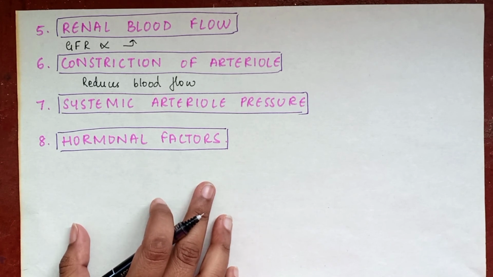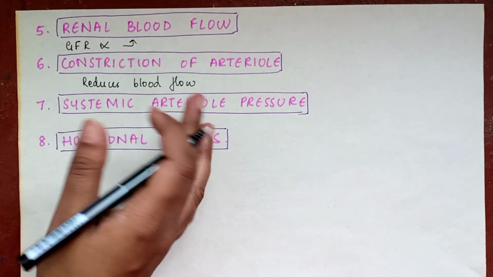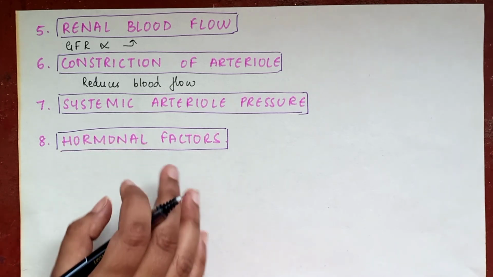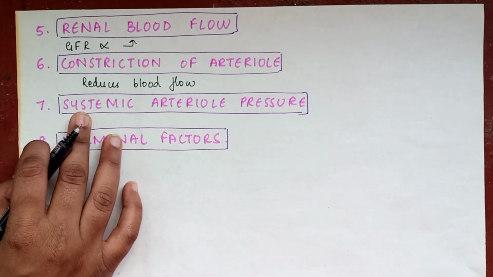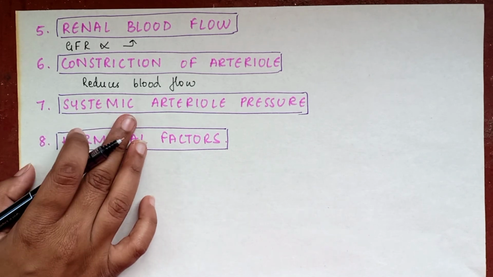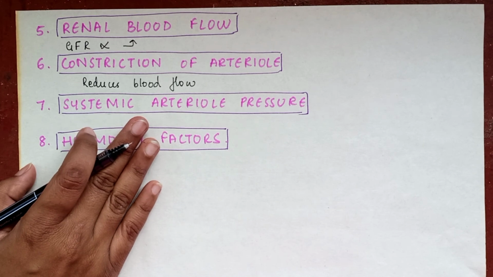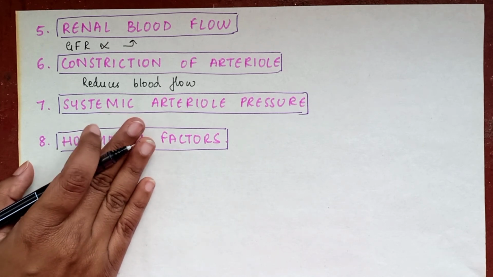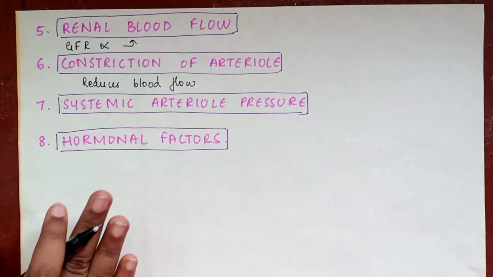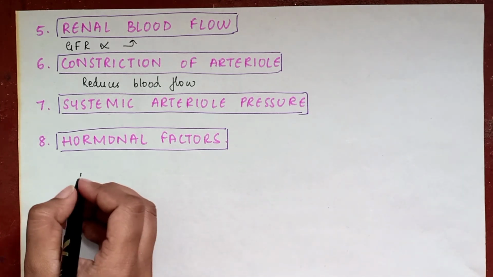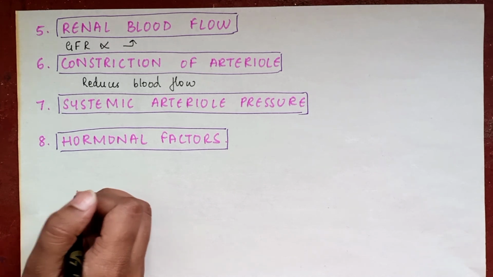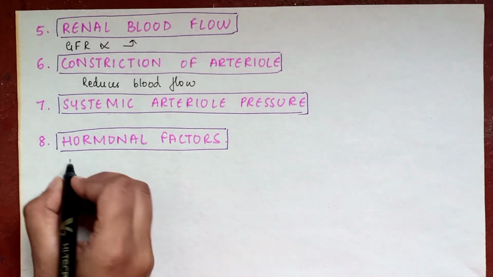Then the systemic arterial pressure. It is responsible for the flow of blood through various organs including kidneys. However, if there is an increase of mean arterial pressure, it does not alter the GFR due to the autoregulatory mechanism. Whereas in the hormonal factors, there are many hormones which affect the GFR, some which increase and some which decrease.